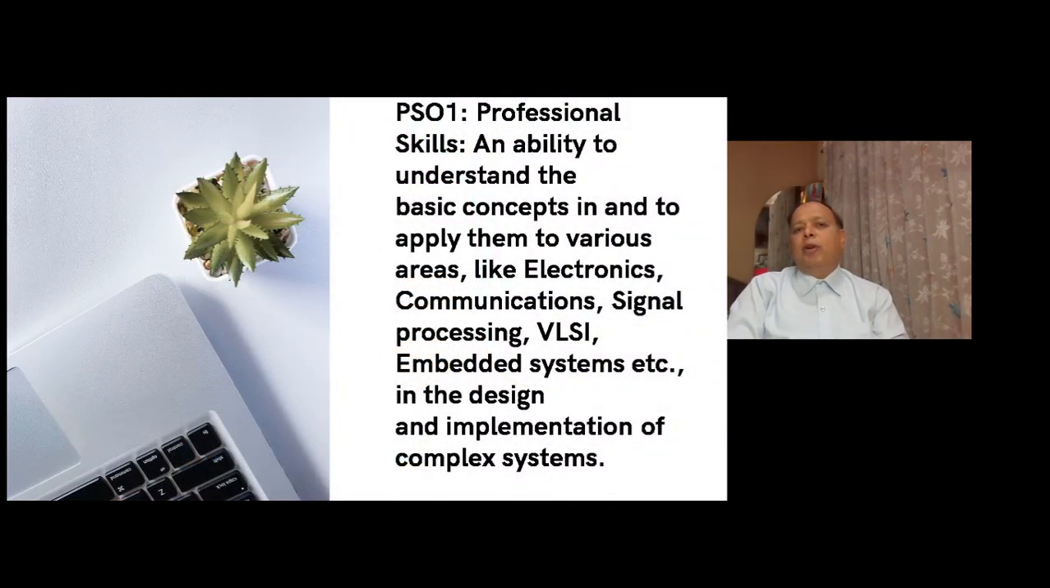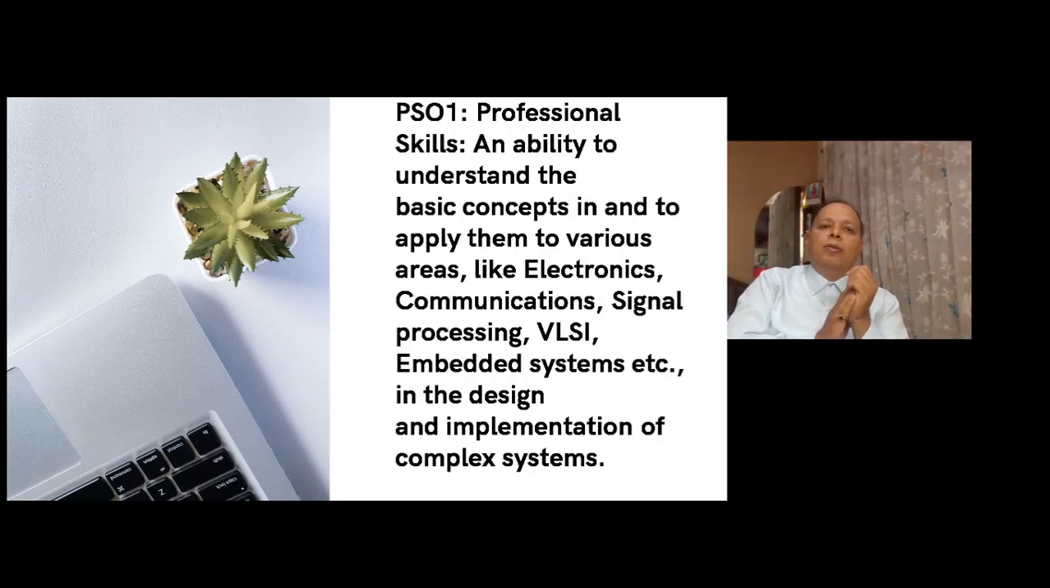So the first program specific outcome is professional skills. So what are the professional skills? In this MSc Electronics, you'll be dealing with communications. You have taken up a paper in digital communications, a paper in digital signal processing, very large scale integration systems, because there will be a lot of papers in VHDL programming, embedded systems. So you have studied many microcontrollers like 8051, then PIC, then ARM, and maybe Cortex you'll be studying.